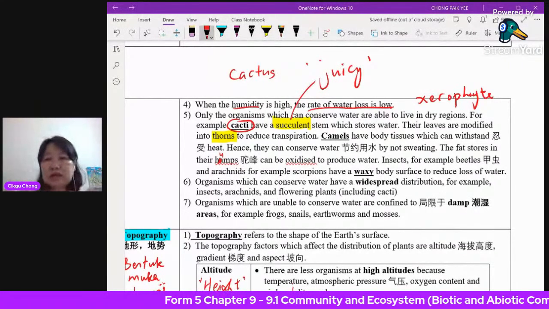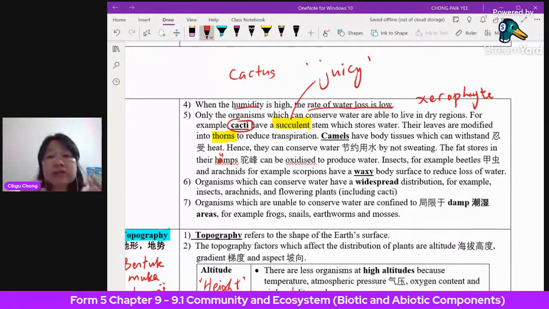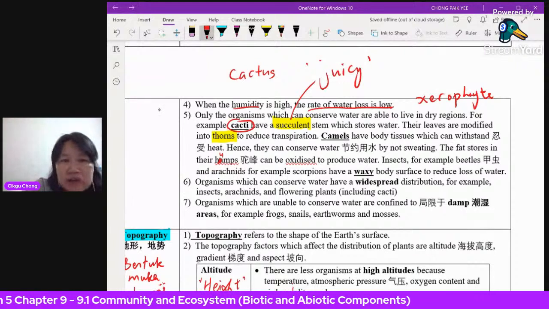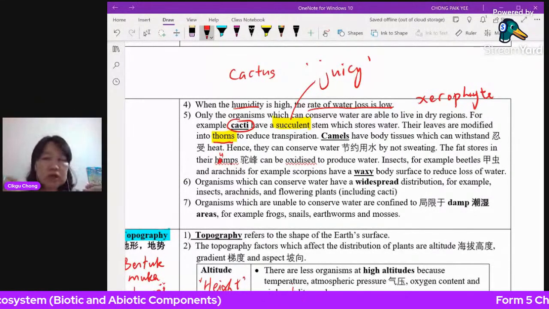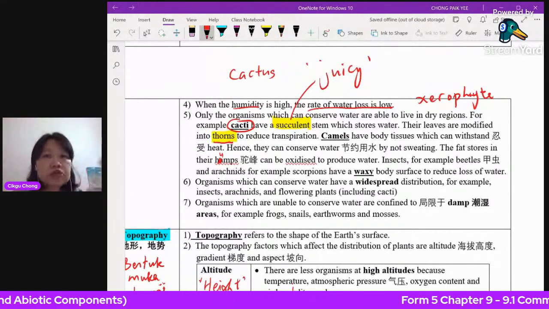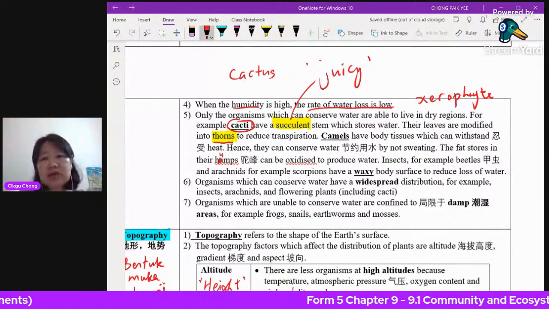Okay, another adaptation, the leaves are modified into thorns. So they don't have many leaves. In fact, they don't have leaves. They have a stem and they have thorns because you do not want the water to evaporate through the stomata. Okay, so they can conserve water.